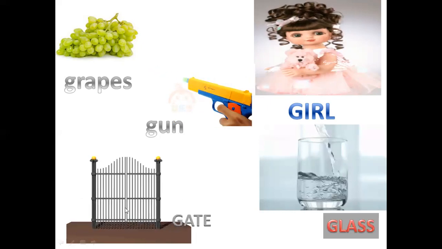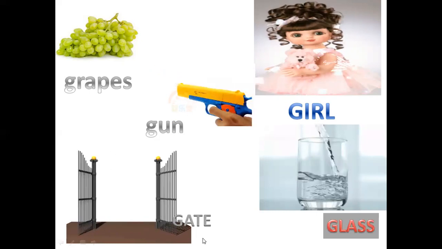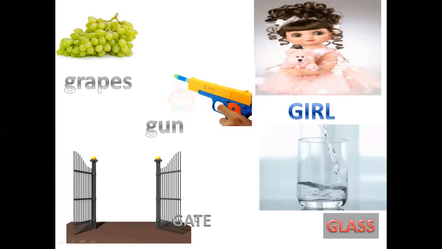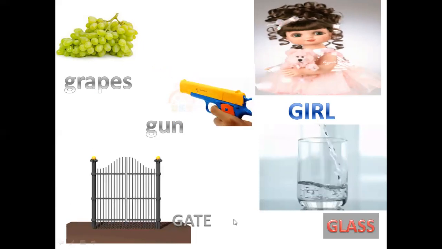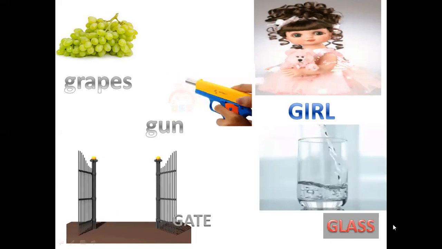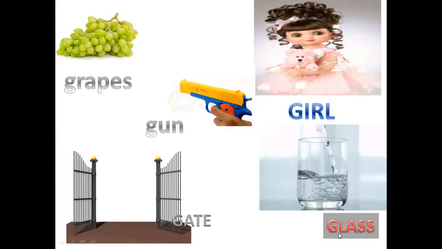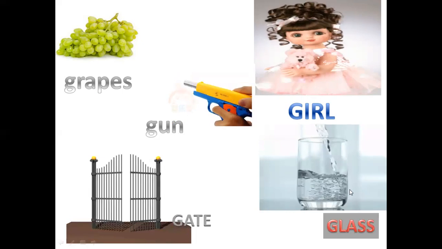G, gate. Do you remember what is happening here? Close, open, close, open. So the gate is getting closed and open, isn't it? And now, what do you see here? A glass. G, glass. And you see the water being poured into it, isn't it?